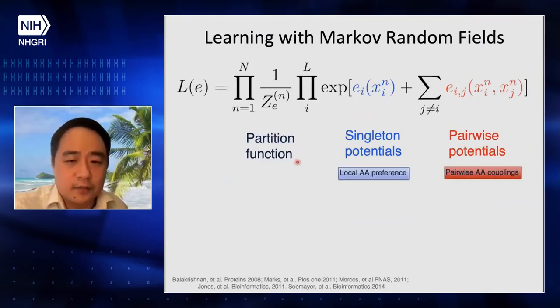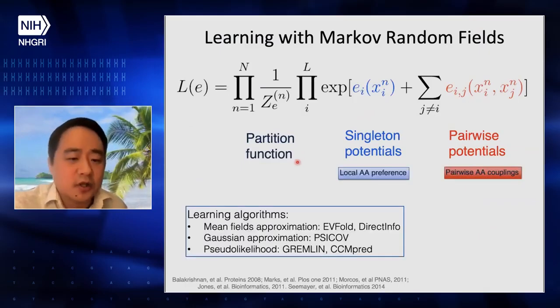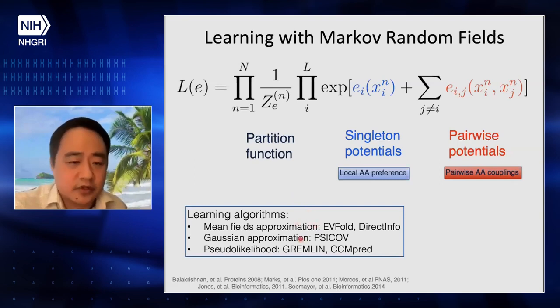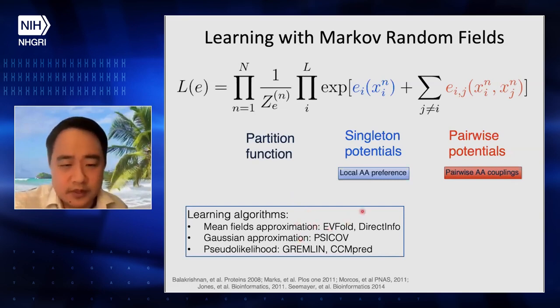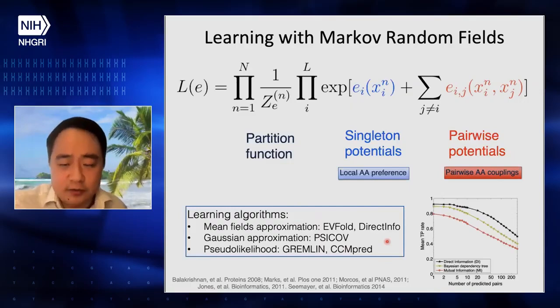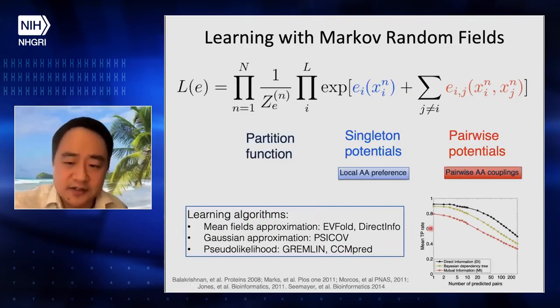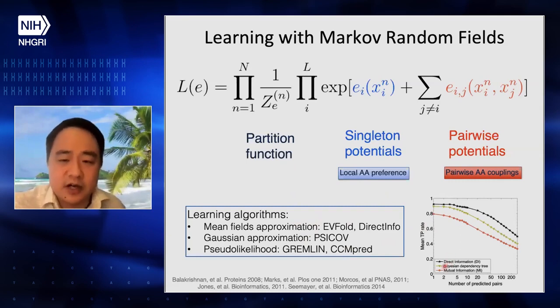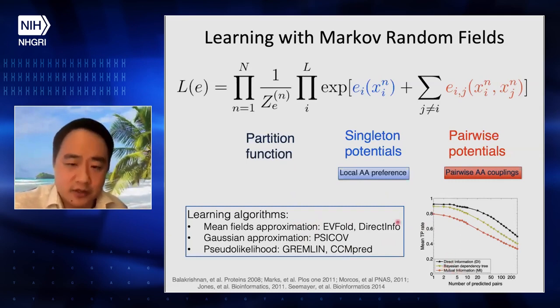So a lot of approaches have been developed for approximation: mean field approximation, Gaussian approximation, pseudo likelihood approximation. They all give different versions of the co-evolution analysis. And people have shown that these are much better than the normal correlation analysis for discrete variables, which we call mutual information here.